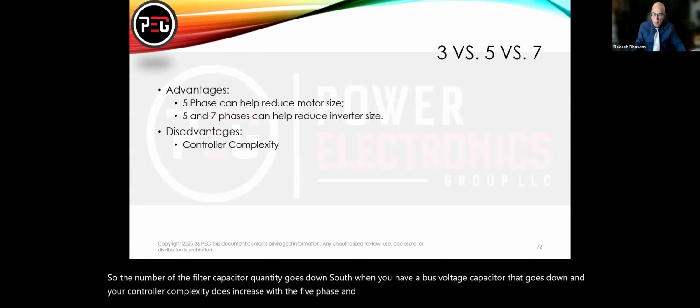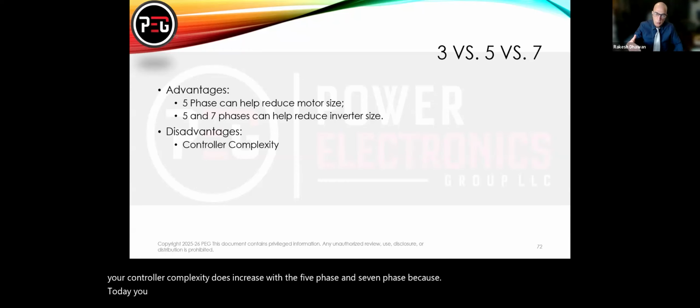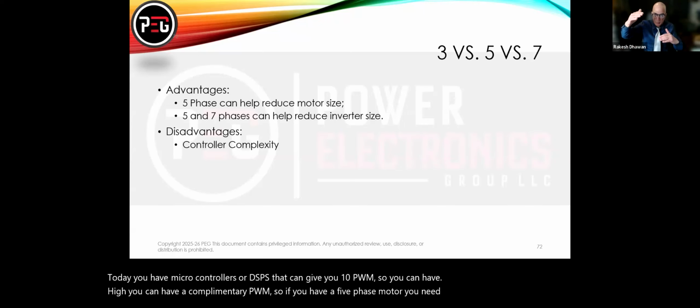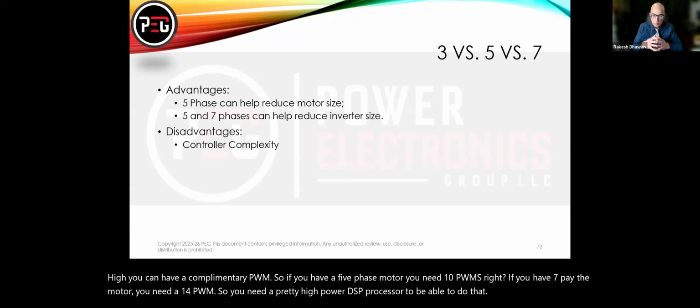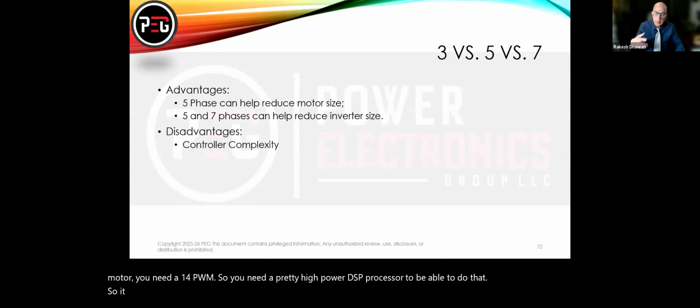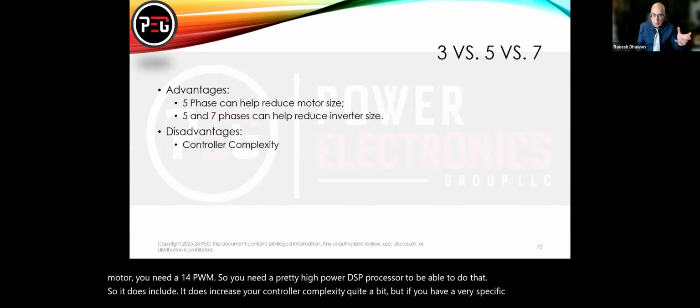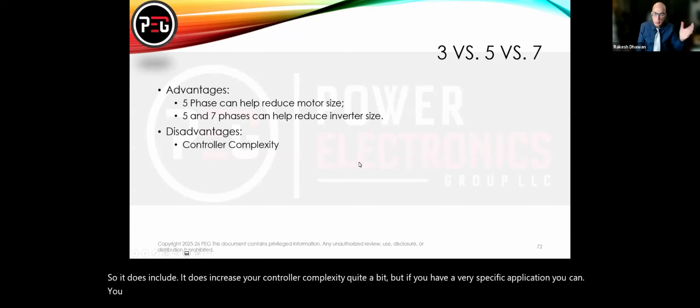and 7-phase, because today you have microcontrollers or DSPs that can give you 10 PWM. So you can have a complementary PWM. So if you have a 5-phase motor, you need 10 PWMs, right? If you have a 7-phase motor, you need 14 PWMs. So you need a pretty high power DSP processor to be able to do that. So it does increase your controller complexity quite a bit. But if you have a very specific application, you can think about using 5 and 7 phase motors, etc.